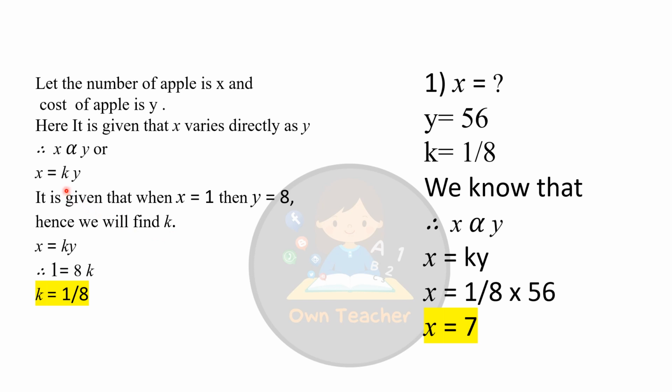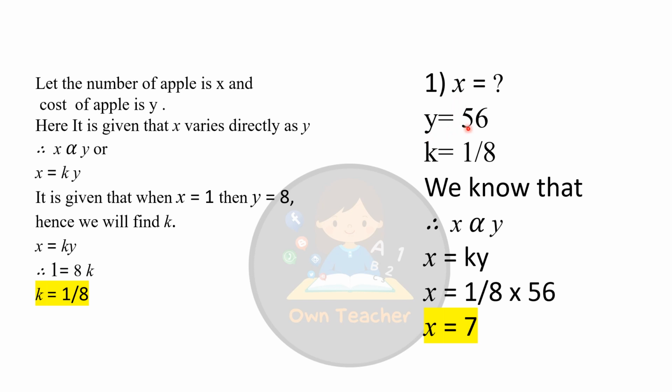k is constant. x is equal to ky. Value of x is 1 and value of y is 8. So 1 is equal to 8k. That means k is equal to 1 by 8. This is the value of k. Now we will solve examples.